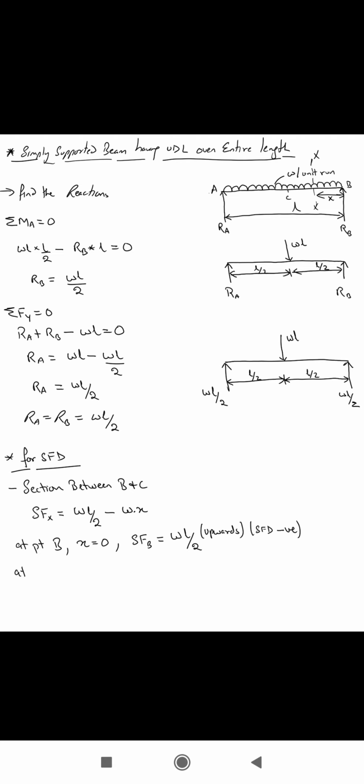Now let's come to point C. Again I'll do this twice, once with this equation and once when we take a section beyond point C, between point A, right? So at C, the value of X is L by 2, right? So shear force at point C should be equal to WL by 2 minus WL by 2, so this is equal to 0. So at point C we see that the value comes out to be 0, right? Now I'll change the page and then we shall continue.